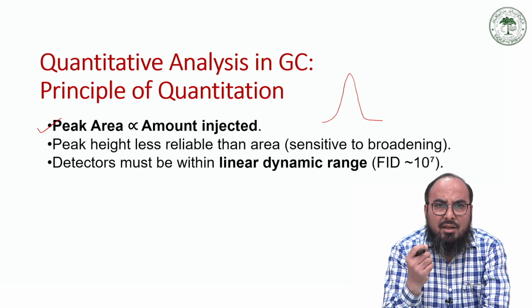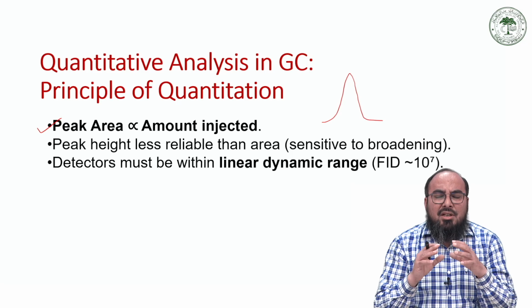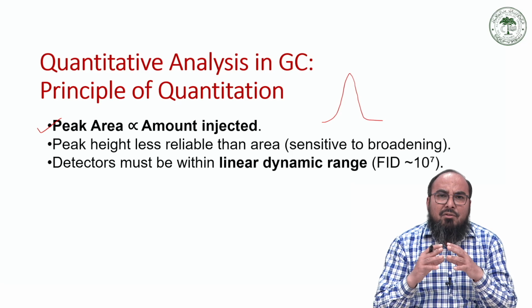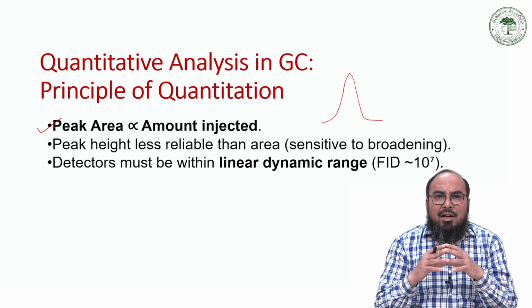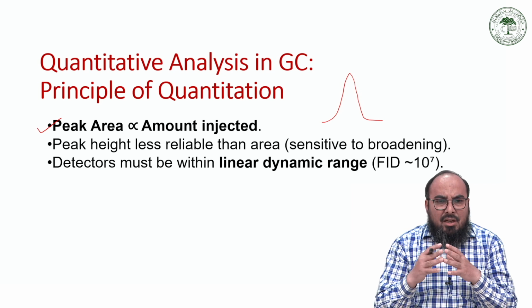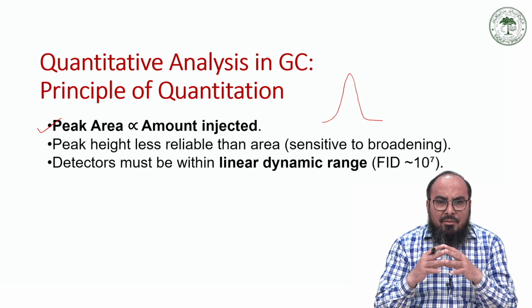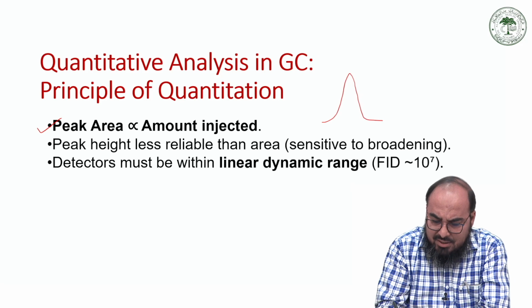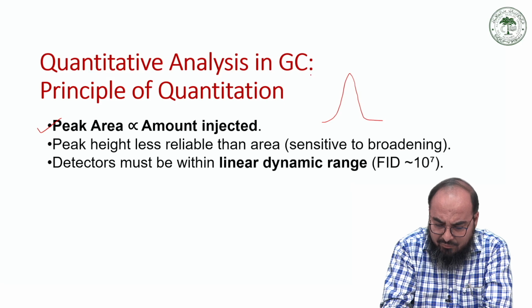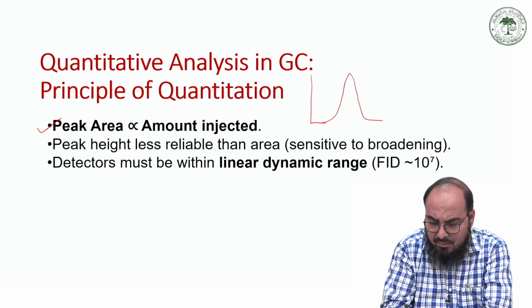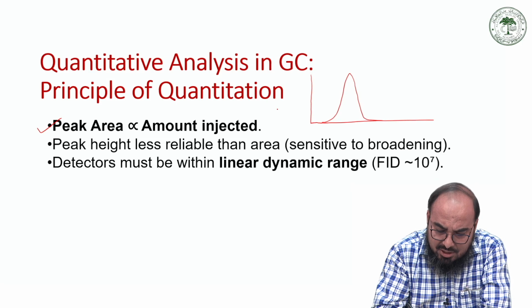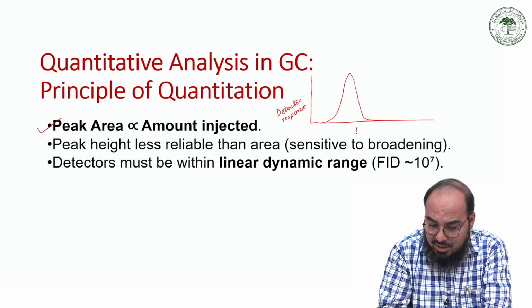So here the important thing is that there is a close relationship between the sample which is to be analyzed and its peak area. Now the peak height is less reliable as compared to the area. For example, if we have a chromatogram like this, this is the detector response, and this is the retention time.